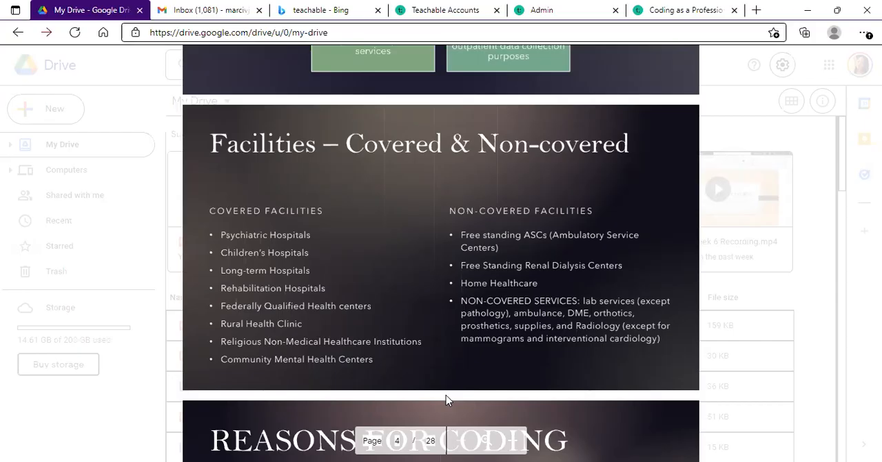So non-covered, let's go to the bottom where it says non-covered services, right here. Lab services except pathology. So lab services are non-covered services. Somebody tell me, why do you think pathology is the exception? Because a pathology report could actually reveal a specific or definitive diagnosis. Perfect, especially in regards to neoplasm or cancer. Pathology is very much so used for that. So that's why pathology is the exception in non-covered services, non-covered lab services. Pathology is the exception. That's need to know, that pathology is the exception.